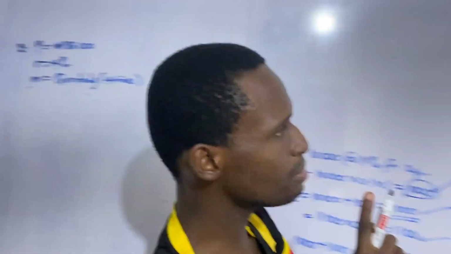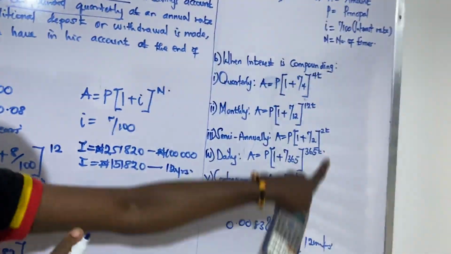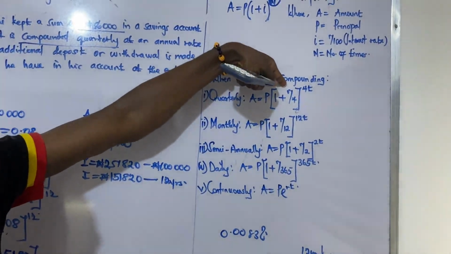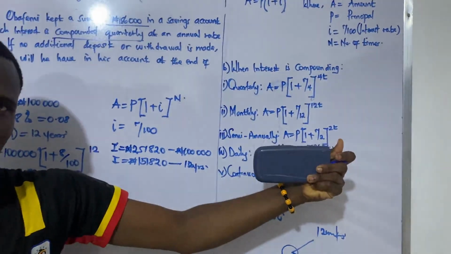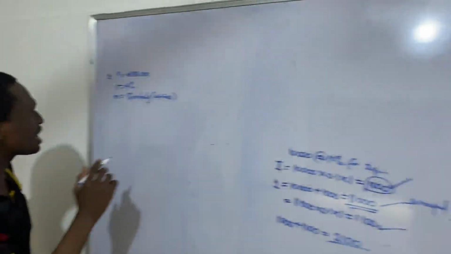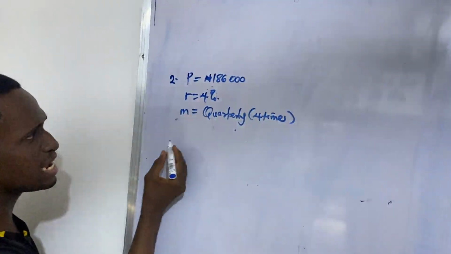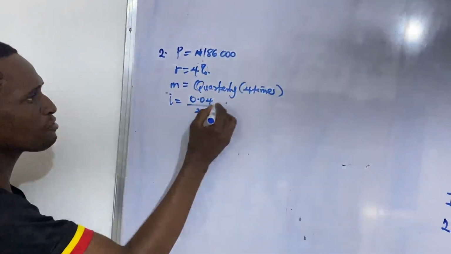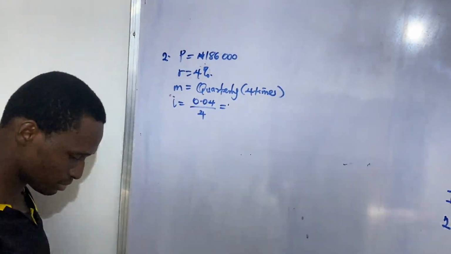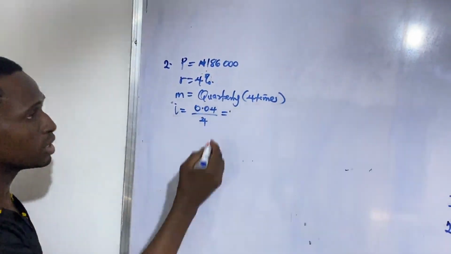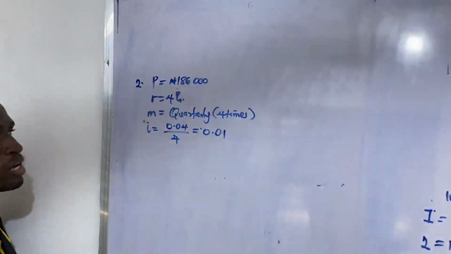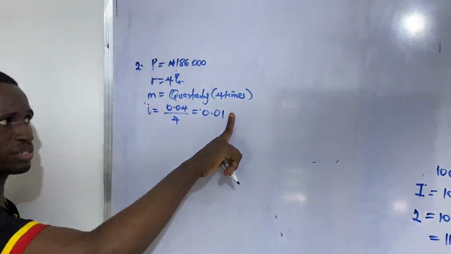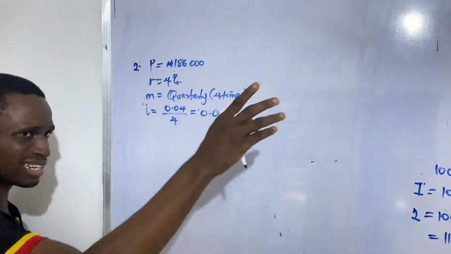From the formula, remember when I was explaining the formula, R over N. So it is our interest rate we are spreading over the number of times the interest is compounding. So it means that we are paying this interest 4 times in a year. So I will have 0.04 divided by 4. That will be 0.01. So it means first quarter is 0.01, second quarter is 0.01, third quarter like that.